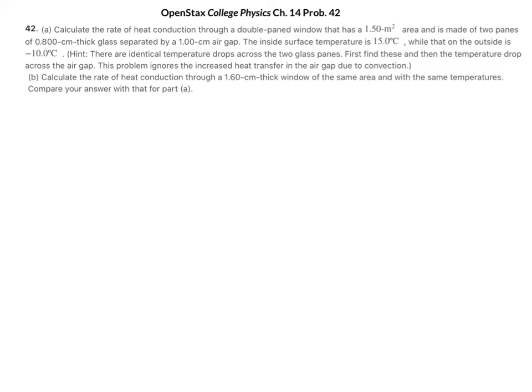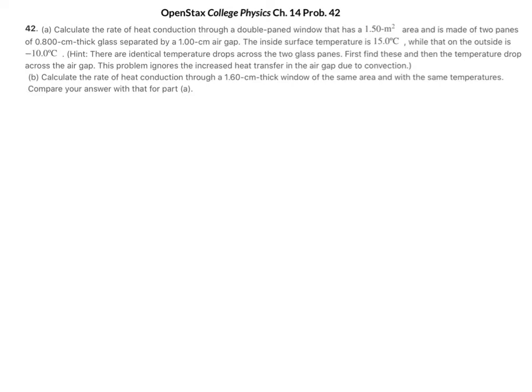Let's look at OpenStax College Physics, Chapter 14, Problem 42. A. Calculate the rate of heat conduction through a double-paned window that has a 1.5 meter square area and is made of two panes of 0.8 centimeter thick glass separated by a 1 centimeter air gap. The inside surface is 15 degrees Celsius, while that on the outside is negative 10 degrees Celsius.